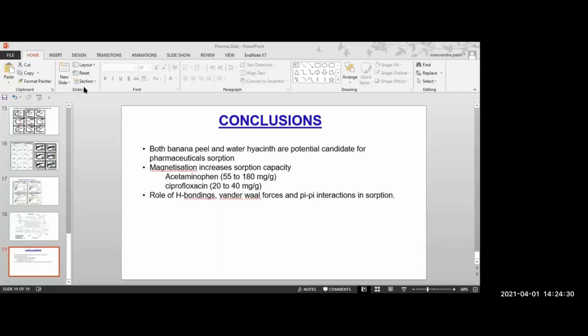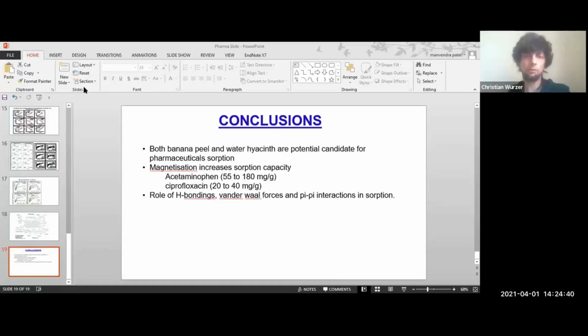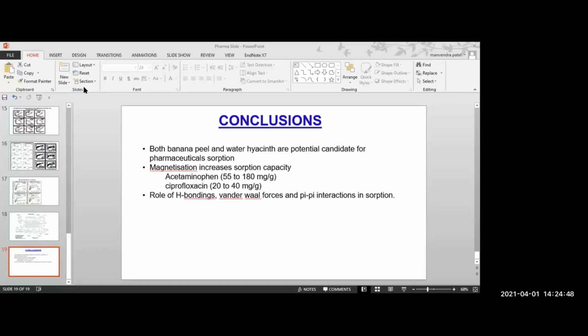Or some other invasive porous species, such as water lily, can provide high surface area. Did you try other feedstocks than banana peel and water hyacinth before? Not before. We have used a large number of biochars for the sorption trials, but before this study, we didn't use water hyacinth or banana peel.